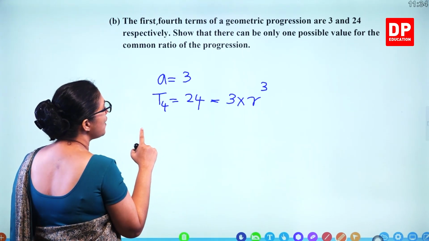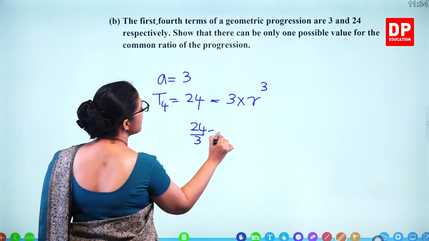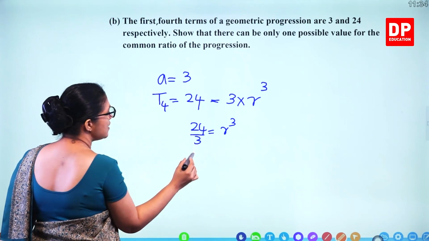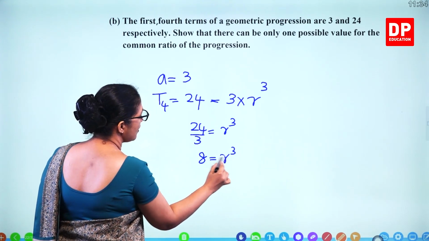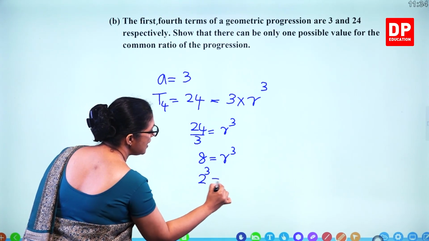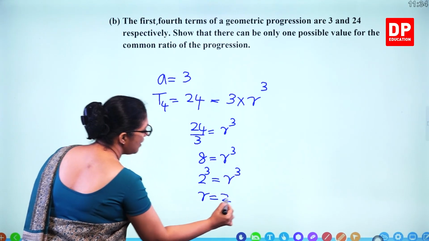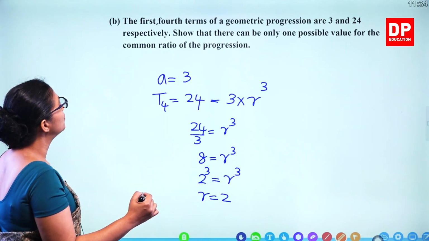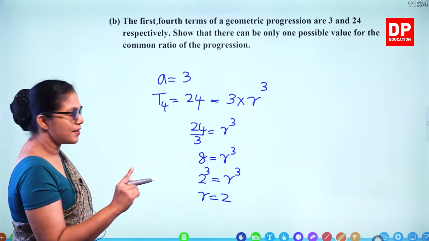Now divide this by 3. 24 divided by 3, you get r cube. That means 3 times 8. So what are the possibilities? 8 means 2 to the power 3. You can't get negative. So r is only one value, that's 2. So common ratio, only one possibility, r equals 2.